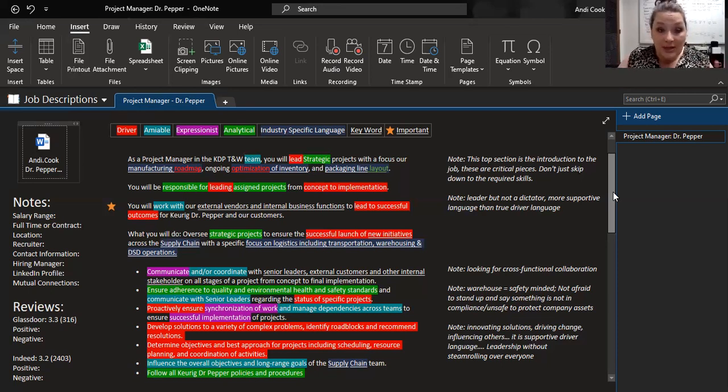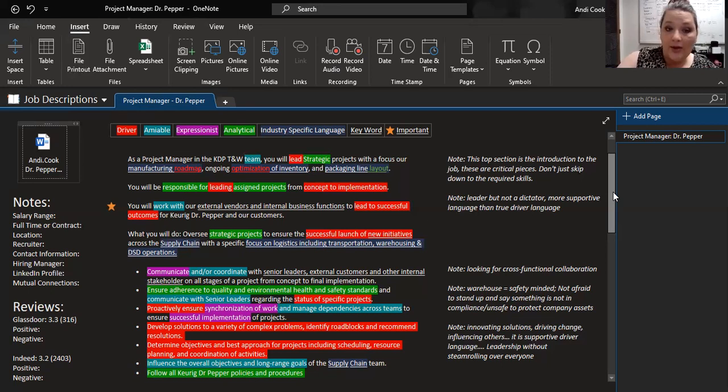We're seeing some supportive language. I'll make note about that. They're kind of expressing that they're looking for a leader, not a dictator. So it's more supportive than true driver language like champion results. They're really using words like work with, coordinate, communicate, manage dependencies across teams. It's really kind of this cross-functional kind of language that we're seeing.